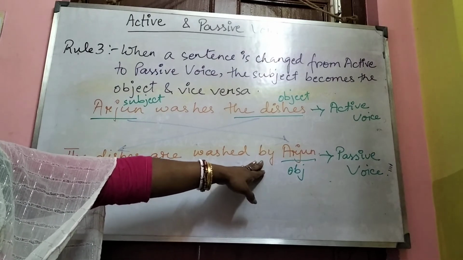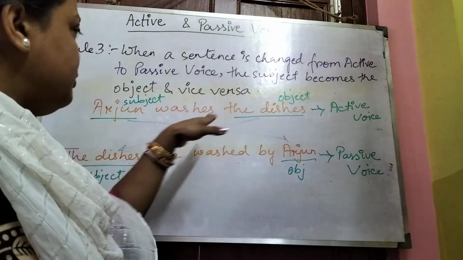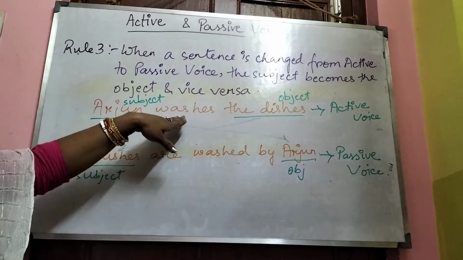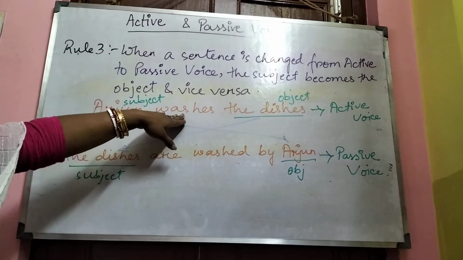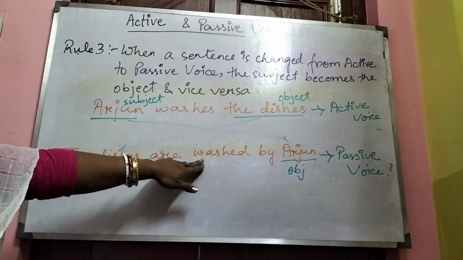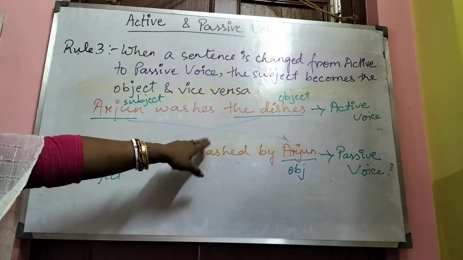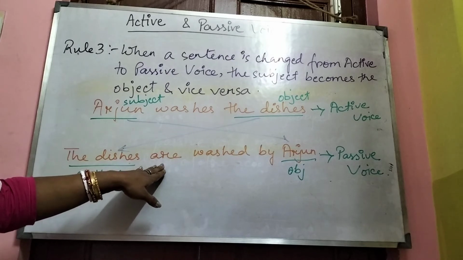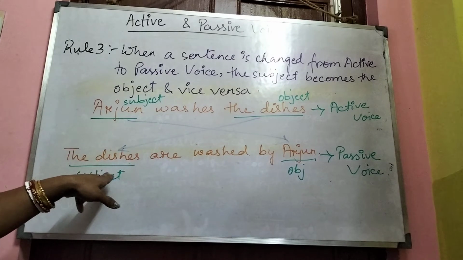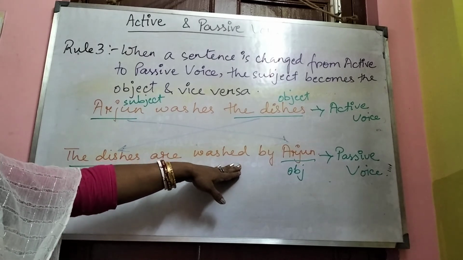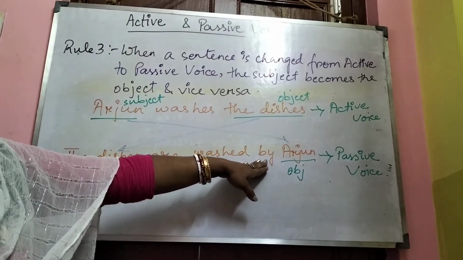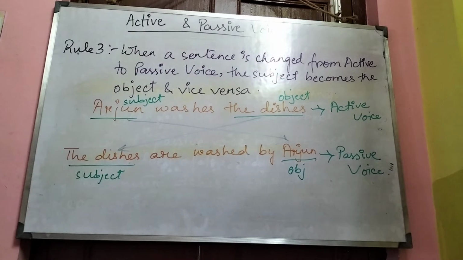So this is the general rule. The subject will become the object and the object will become the subject, and the verb washes, which is used in the active voice, will change to its past participle form, washed. The correct form of the be verb will be used, are, as the subject is plural dishes, and after the past participle form of the verb, the preposition by will be used.